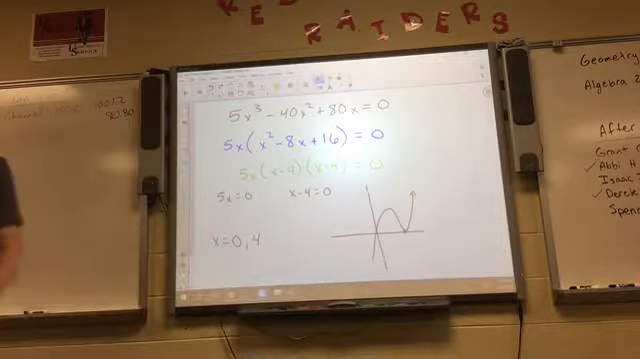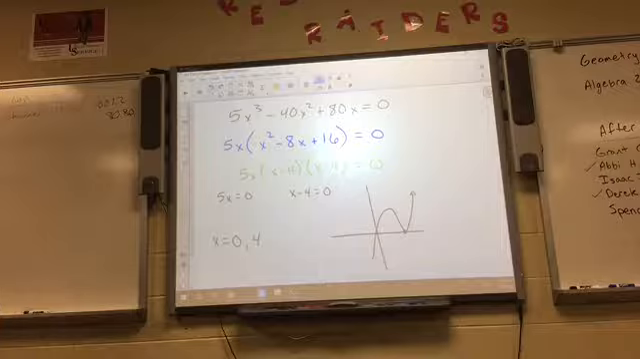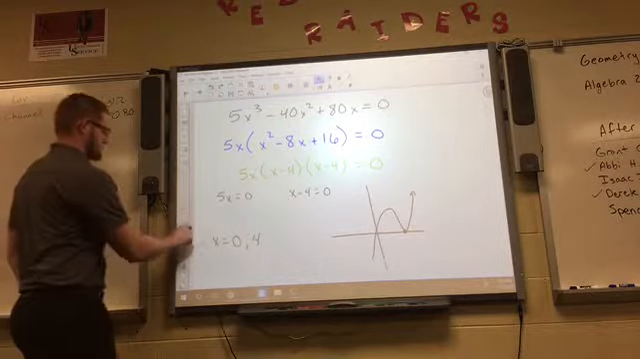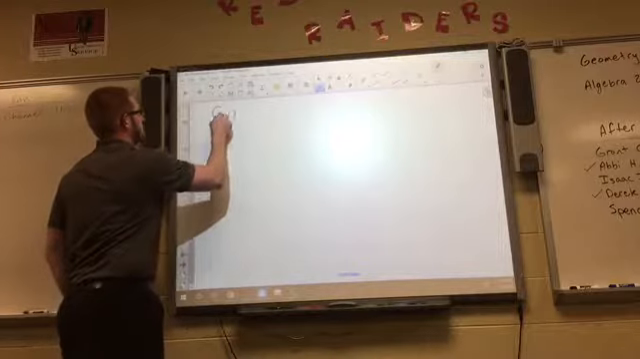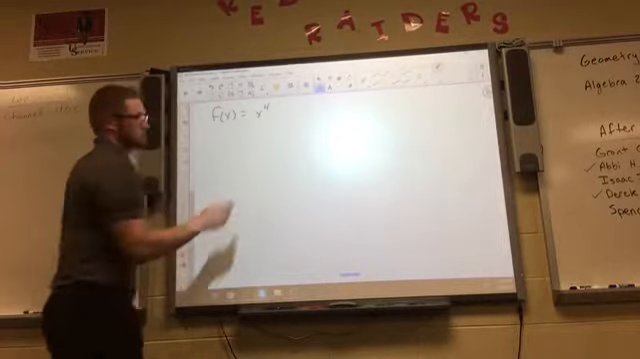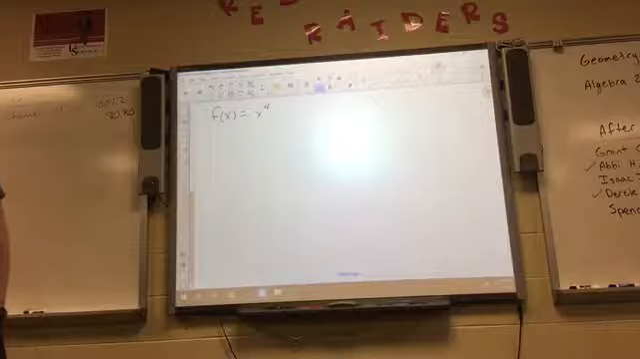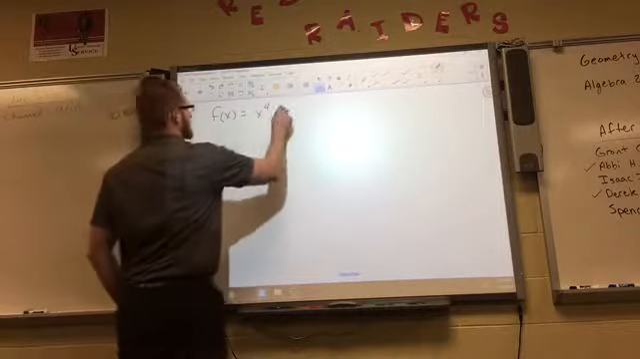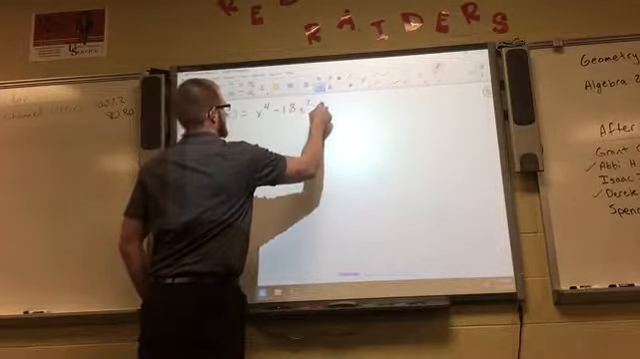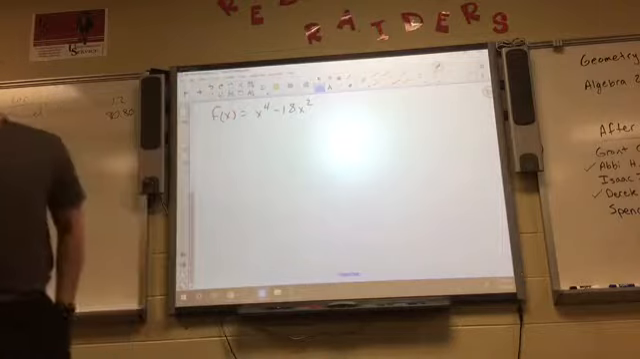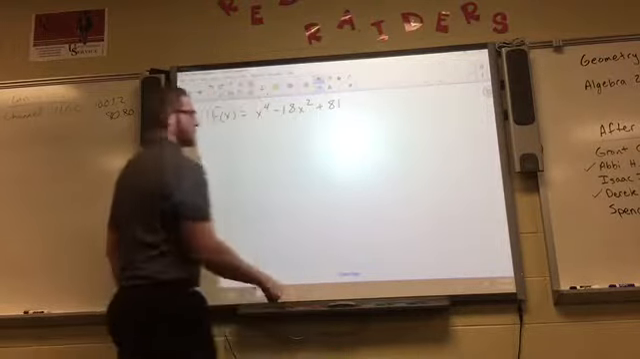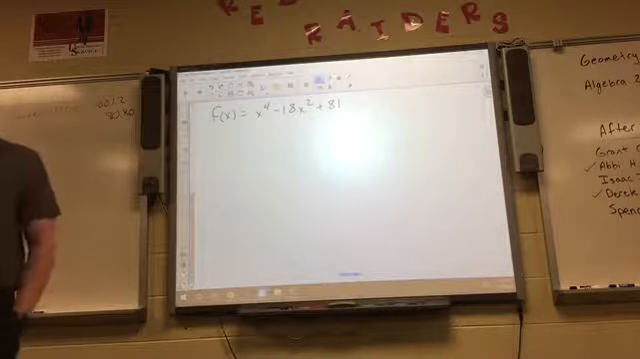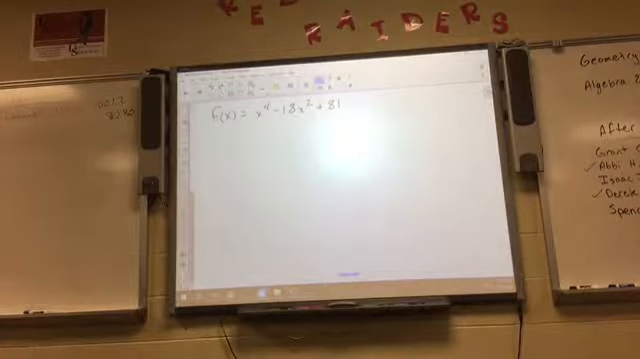Okay, so let's do another one like this. Let's do a quartic here. I have f of x equals x to the 4th minus 18x squared plus 81, I believe it is, yes. They want you to find the zeros and sketch a graph of the function.